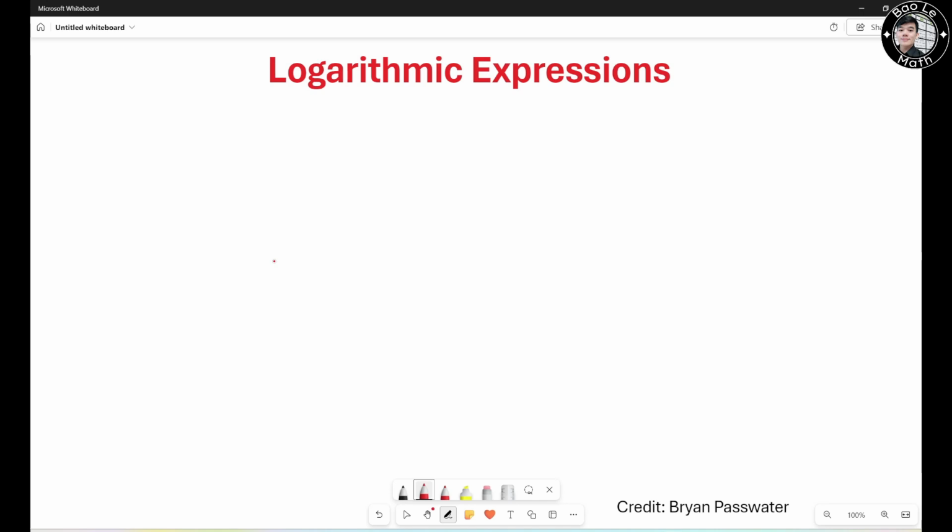For some reason, if we cannot calculate the logarithmic expressions by hand, we would have to use the calculator. So for example, we need to calculate log 9.